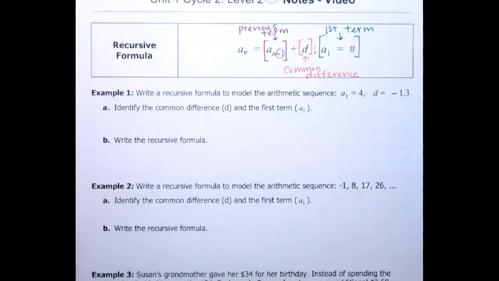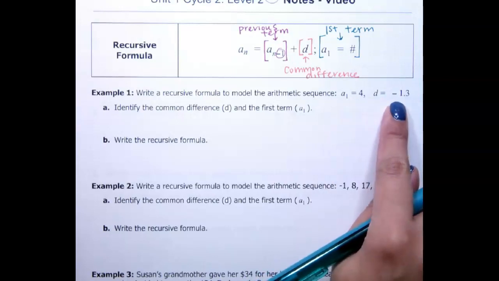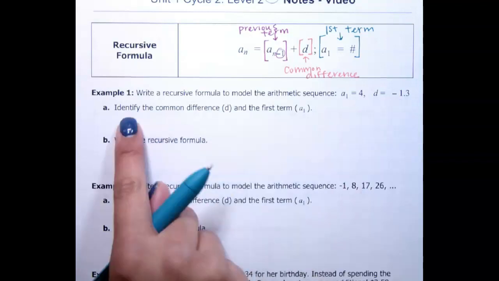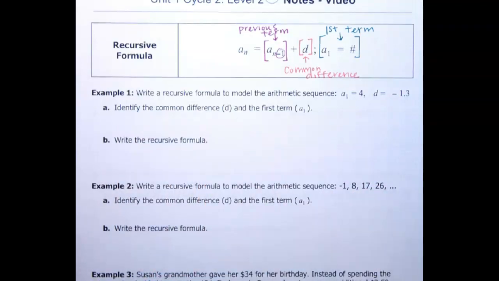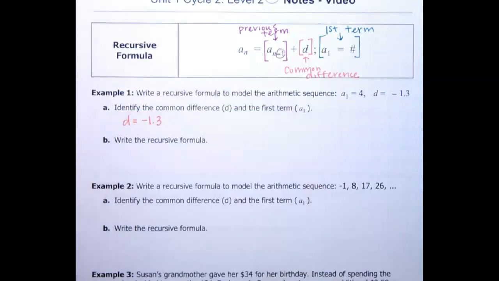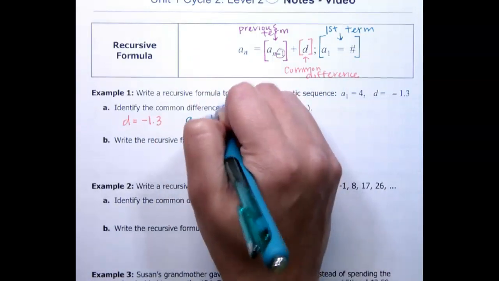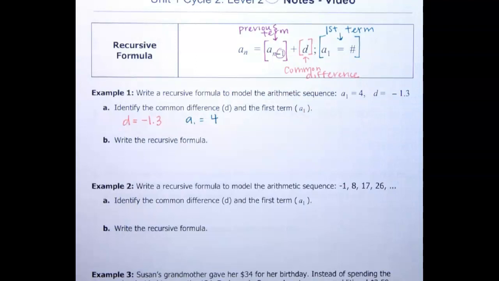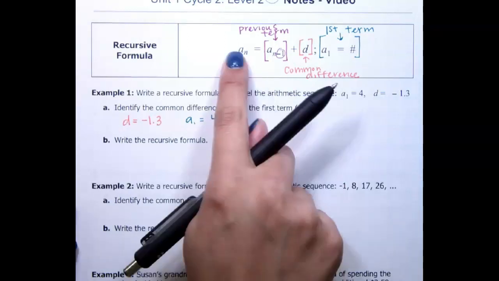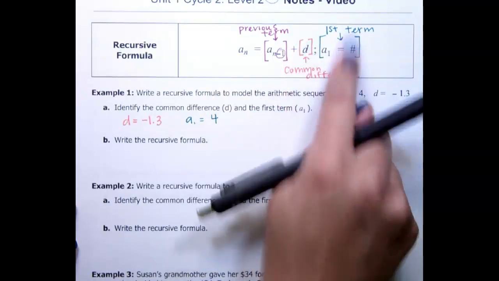So if we look at example number 1, it says write a recursive formula to model the arithmetic sequence given that a sub 1 is 4 and the common difference is -1.3. So identify the common difference and the first term. Well, they gave us that already. So my common difference is -1.3. And my first term, a sub 1, equals 4. So now it says write the recursive formula. So everything from up here is going to stay the same except for these two pieces, because the only thing we're going to be replacing is the common difference and the first term.